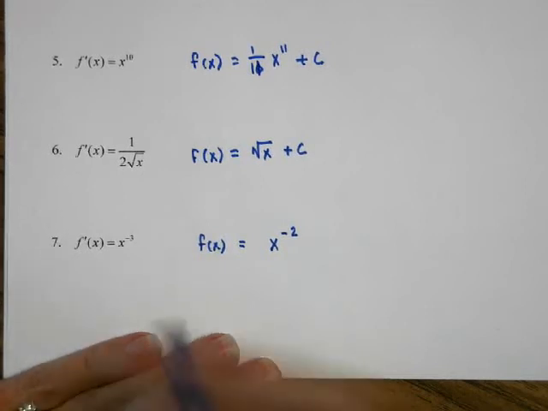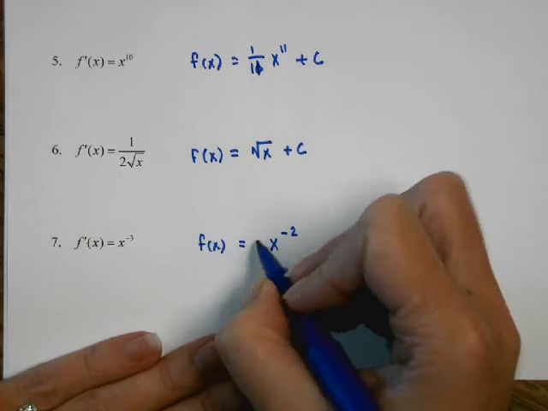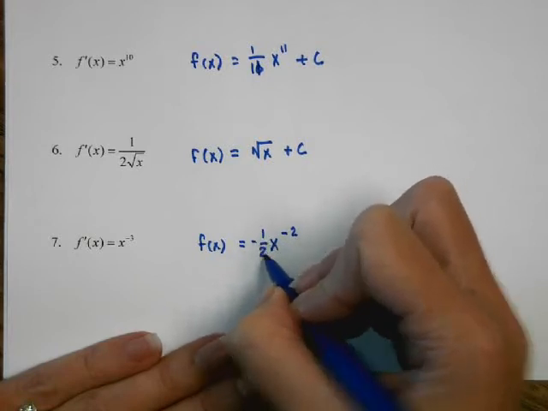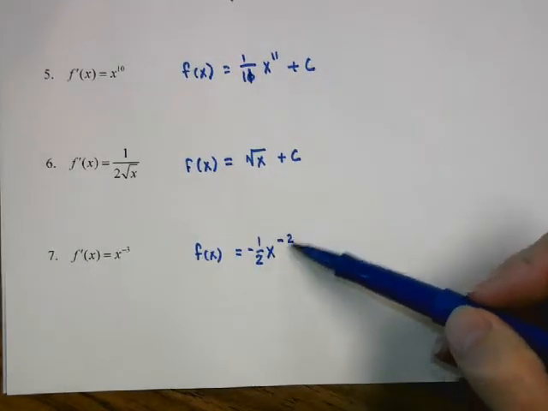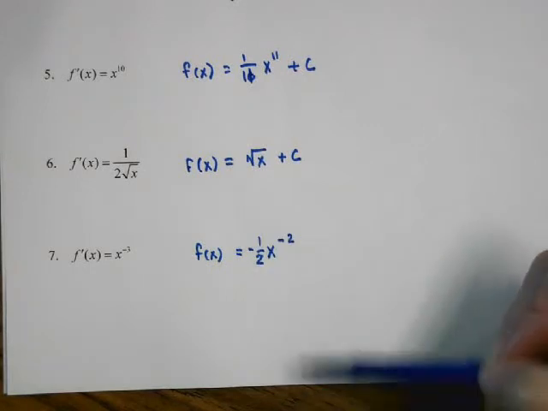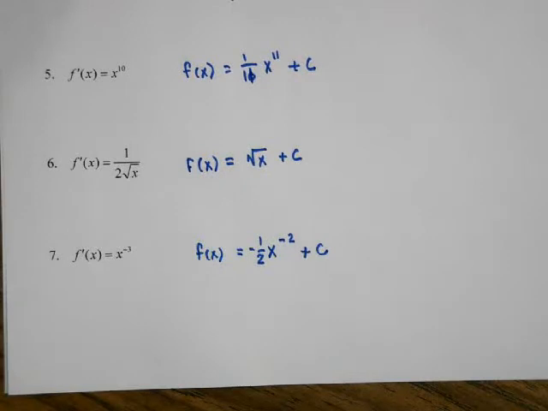So that's going to give me a -2, but there's no coefficient here. So I have to deal with that by multiplying that by a -1/2, or 1 over -2. And again, you can check your work. -2 times -1/2 is 1, and then we'd subtract 1 to get that cubed.